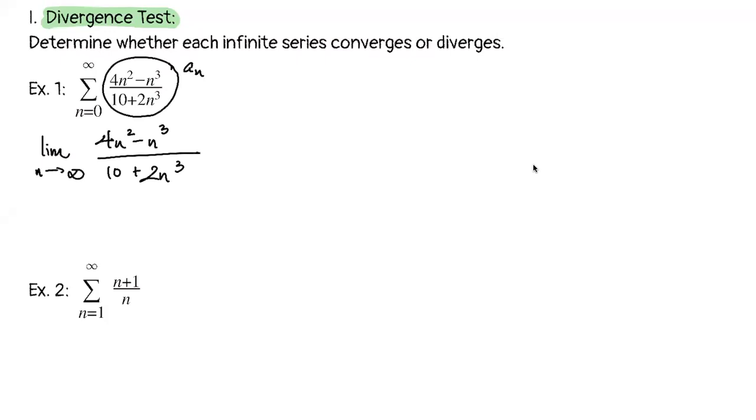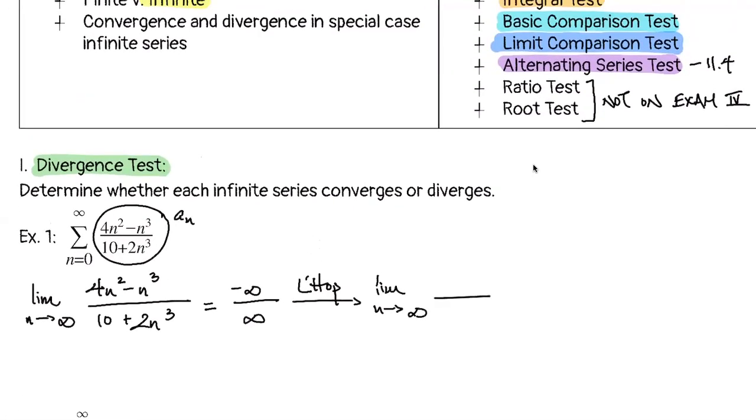Now we're going to go through L'Hopital's right now, but hopefully we can catch on to some patterns as we move and maybe not have to use L'Hopital's as much, okay? So if we plug in infinity, we're going to get negative infinity on the top, and infinity on the bottom. And when we have that, that is a case where we need to use L'Hopital's if we want to find the limit. So let's go ahead and apply L'Hopital's. We're going to take the derivative of the top, which will give us 8n minus 3n squared, and the bottom, which will be 6n squared.